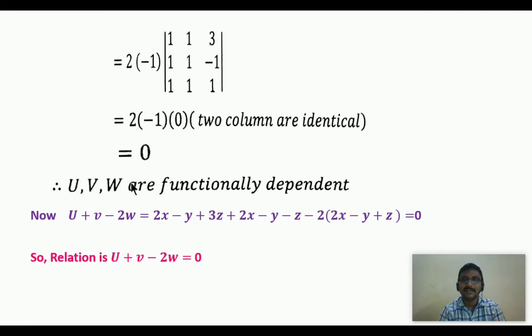Whenever two or three functions are functionally dependent, then there exists a unique relation. For this relation, consider u plus v minus 2w. Just adding u plus v and subtracting from 2 into w. On simplifying, we will have 0 because all terms get cancelled. So we will have a unique relation, which means only one relation exists between u, v, w. The relation is u plus v minus 2w is equal to 0.